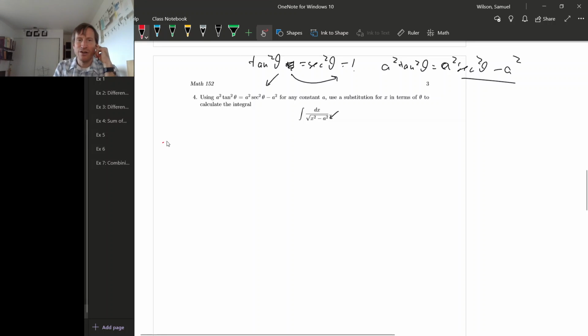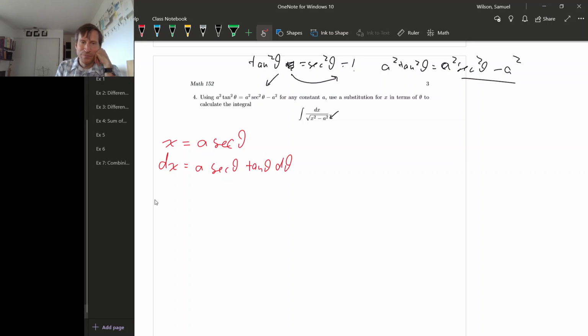Now we see that for x, we should take a secant theta. That means dx is going to be, let's see, derivative of secant is secant times tangent. So a secant theta tangent theta d theta. And now we can do our substitution. So integral of dx, which is a times secant theta times tangent theta, d theta, all over square root of x squared, so that's a squared secant squared theta, minus a squared.